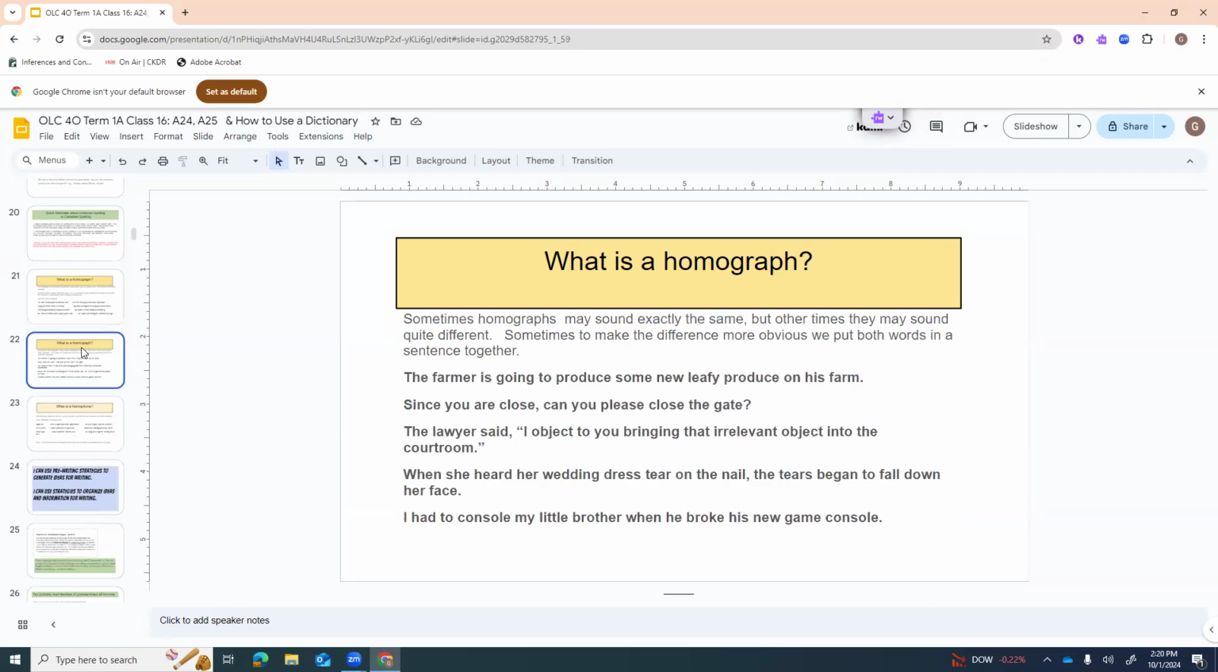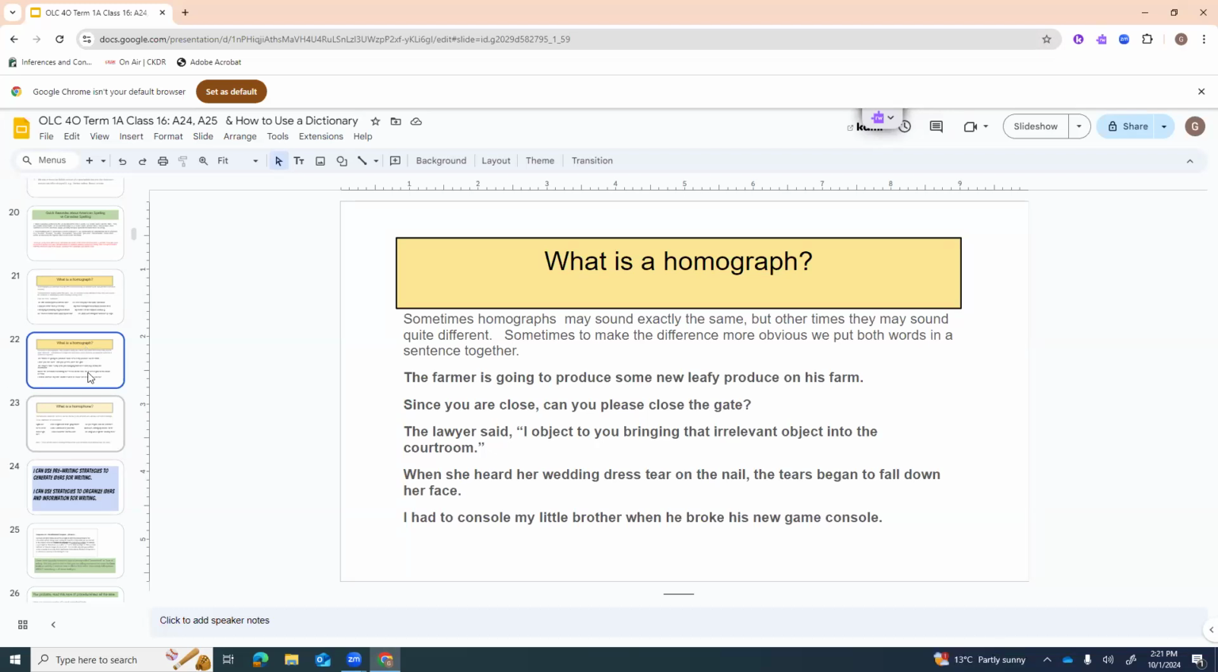Okay. Homographs may sound exactly the same, but they may sound quite different. I'm gonna make the difference more obvious by putting both words in a sentence together. Sometimes these are ones that people have only read. They haven't heard people use the word. So sometimes they're not aware that they have a slightly different pronunciation. Usually the difference is that they're putting the stress or the accent on the first part of the word as compared to the second part of the word, or the other way around.